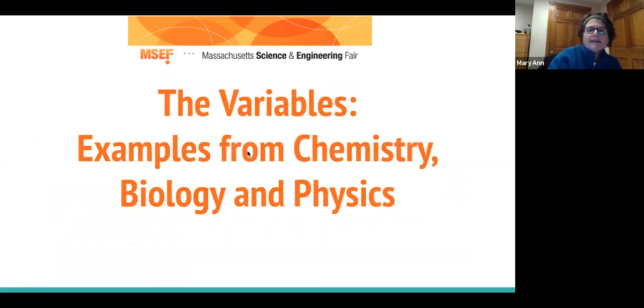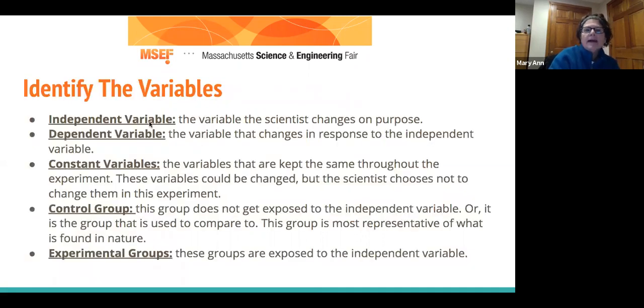So let me go back to the definition. I love this conversation. Thank you for asking these questions. The independent variable is what the scientist changes on purpose. And the dependent variable is what changes in response to the independent variable. You hope that you have some differences in your groups. So constants we all know.